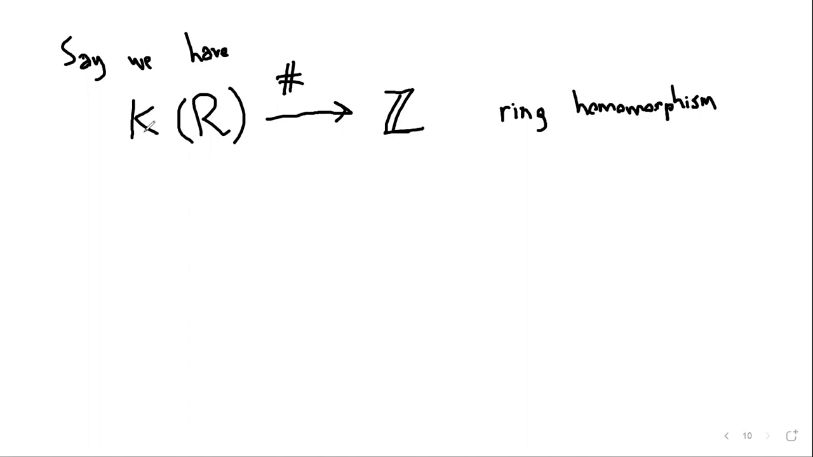But to make it interesting, it's a fact that if you do motives over a particular finite field, and that's our R, then there is indeed a ring homomorphism like this. There is a specific ring homomorphism, and it has the property that when your motive is actually a variety, it's counting the number of points of that variety. So I want to think of this abstractly as a way to count points.